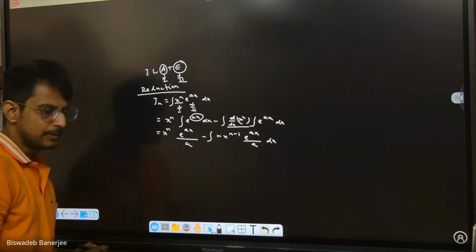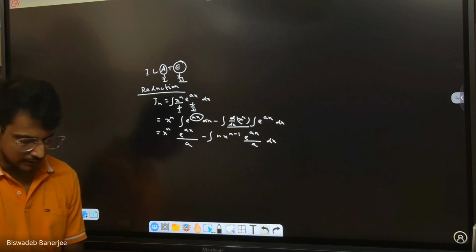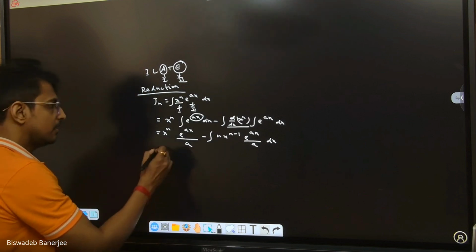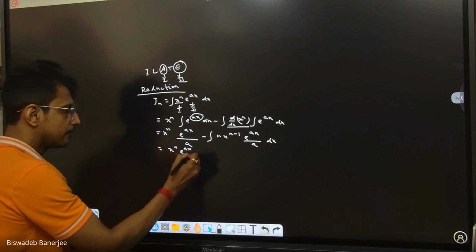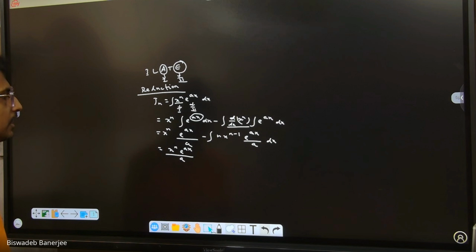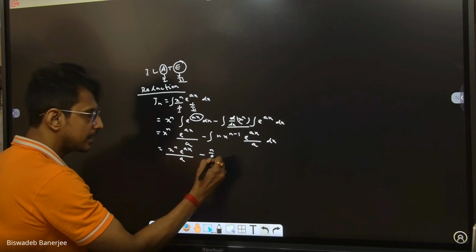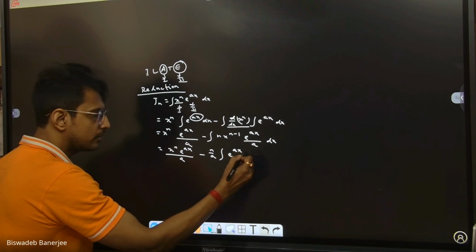This is my simple by parts method. We have just applied the by parts method here. Then my first part remains as it is, x to the power n, e to the power ax by a. And for the second part, you can say that minus n by a can be taken outside. Under the integration, we are left with this.